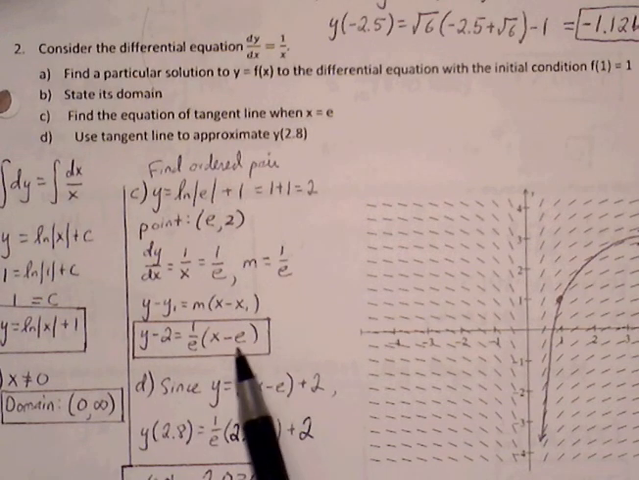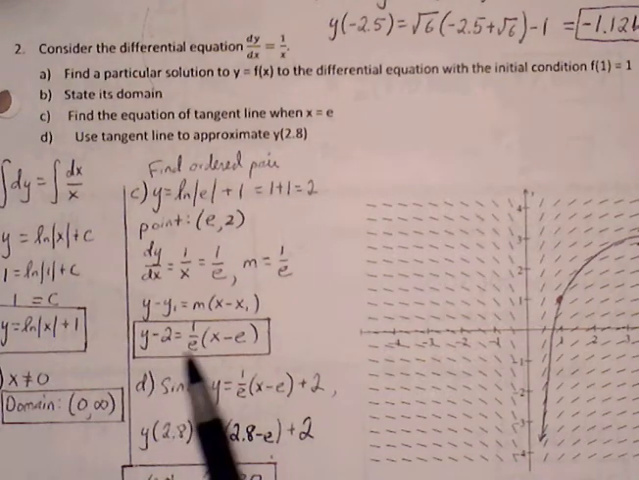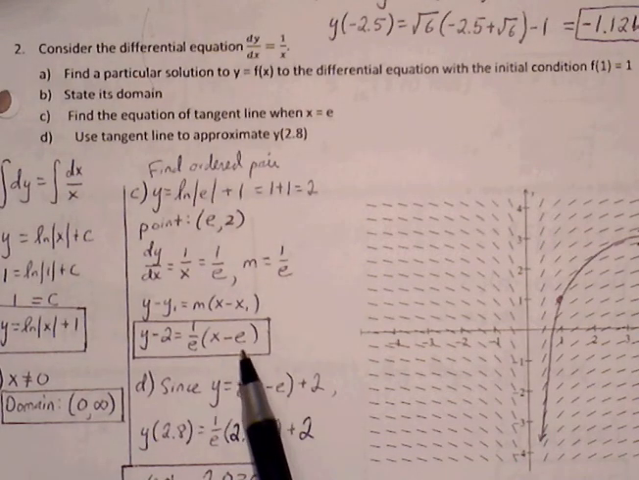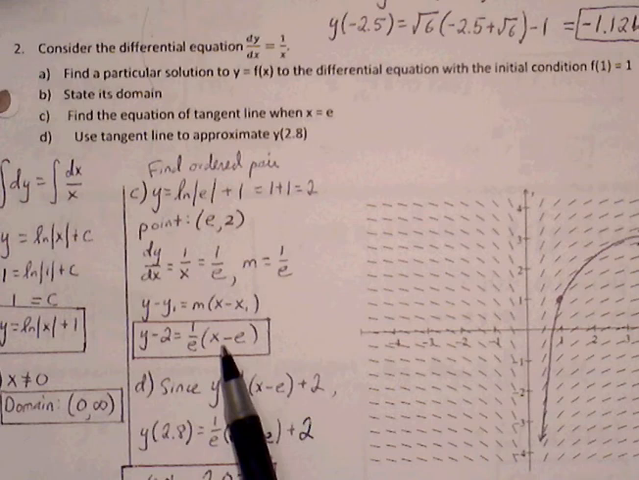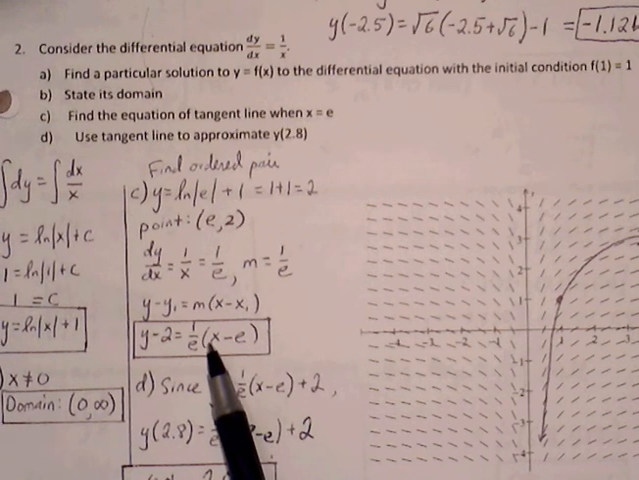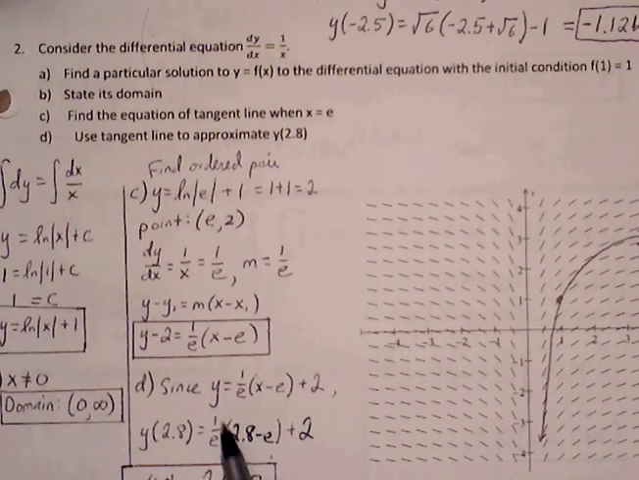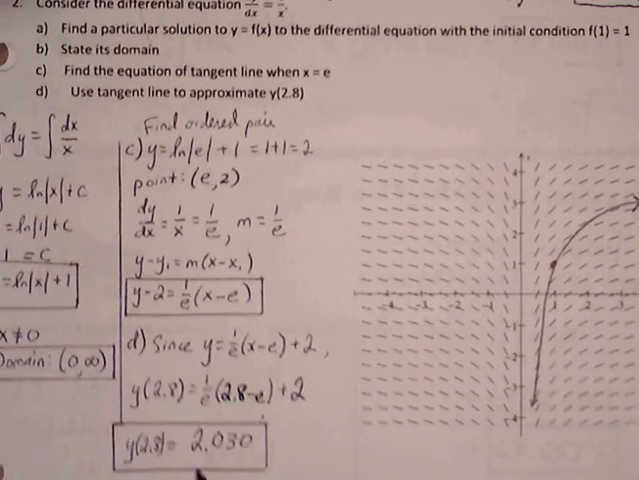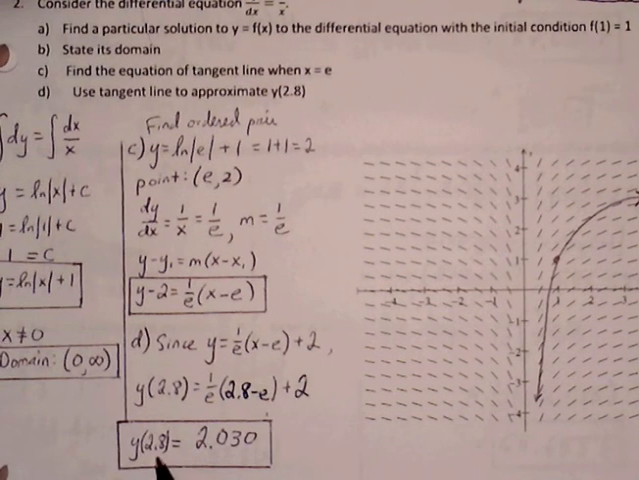Okay. Part D, use the tangent line to approximate y of 2.8. So basically, all we do is plug 2.8 in for x, and then we just solve for y. In our calculator, we're going to get the y value at 2.8 will be approximated to be 2.030.